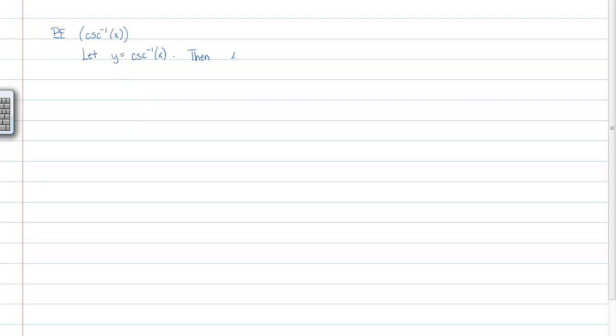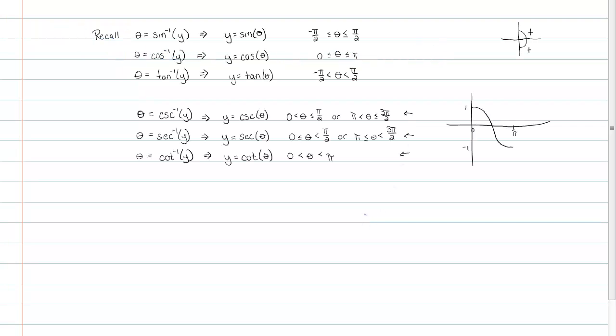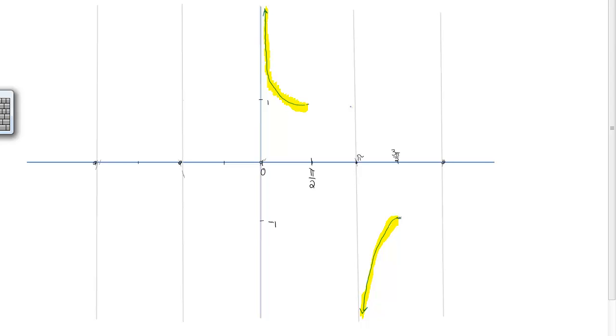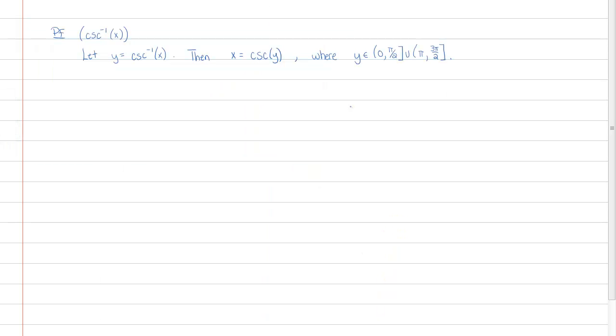Then we happen to know that x should equal the cosecant of y. And we have to make a little restriction, a little note about what y exists between. So we'll say that y is an element of the following intervals. That was from our earlier discussion, this one right here, where we developed that, and it was also developed right here. So I'm just using that in our proof here.